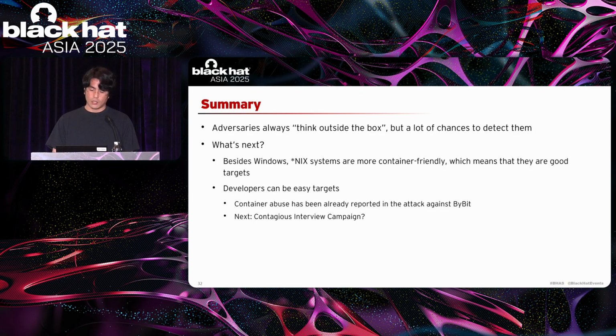Besides Windows, Unix or Linux systems are more container friendly, which means they are very good targets. So it's better to think about how to monitor suspicious usage of containers in your environment. The developers can also be easy targets because they use containers in their daily job. And actually, container abuse has already been reported in the attack against Bybit this year. Based on the reports, the adversary asked the developers to execute a Docker project on their desktop. So this is already in the wild.